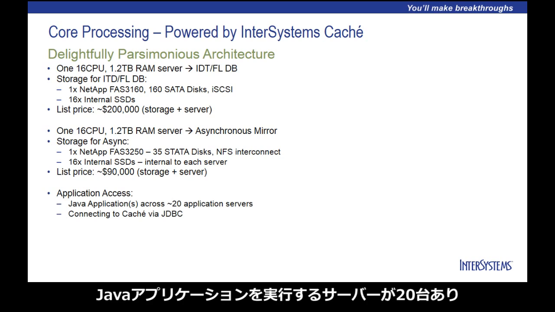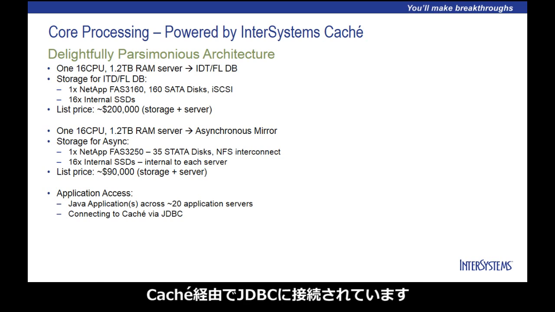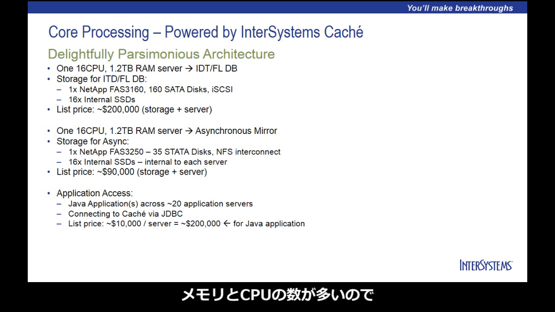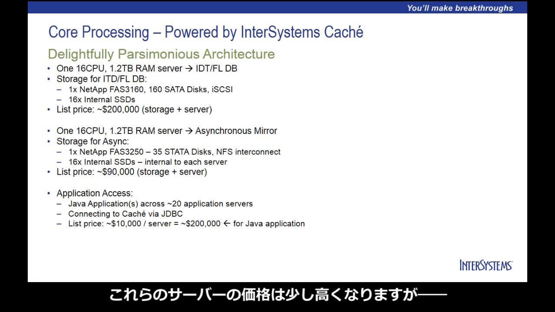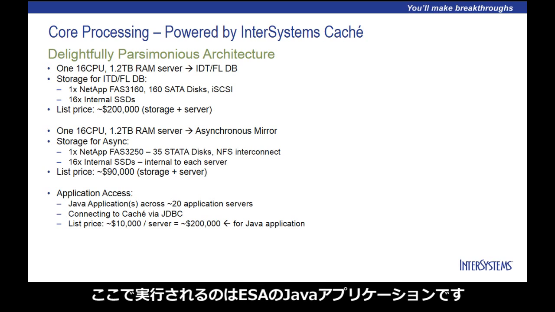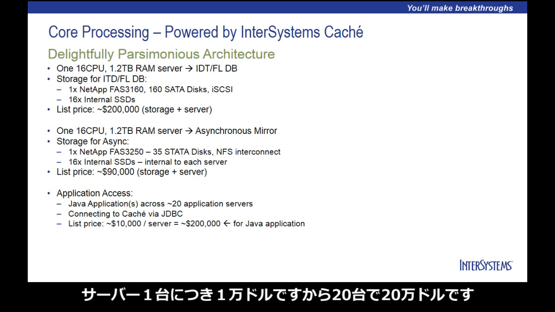There are 20 application servers which are running their Java application. They connect to Cache via JDBC. The list price for these is a little bit high because they have a lot of memory and a lot of CPU. But remember that these are their applications running in Java, right? So this is around $10,000 per server. So if you have 20 of those, that's $200,000.